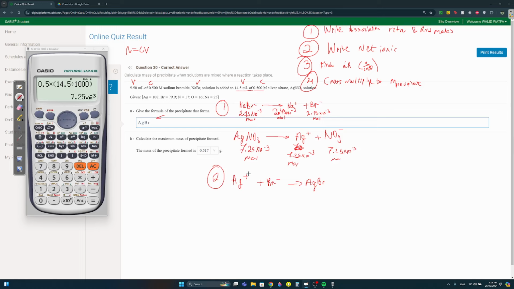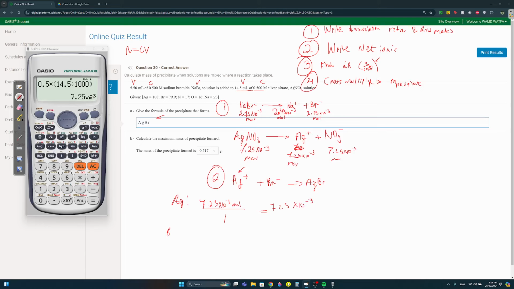Now we wrote the net ionic. Now we want to find the limiting, right? The limiting is found by doing n over coefficient. So here we want to see, is Ag or Br the limiting? The moles of Ag is 7.25 times 10 to the power of negative 3 mole, right? What's its coefficient? 1. So you get it from the net ionic, not from the other one. Even though here it's the same, in other questions maybe not. It's 1, so the ratio of it is 7.25 times 10 to the power of negative 3.